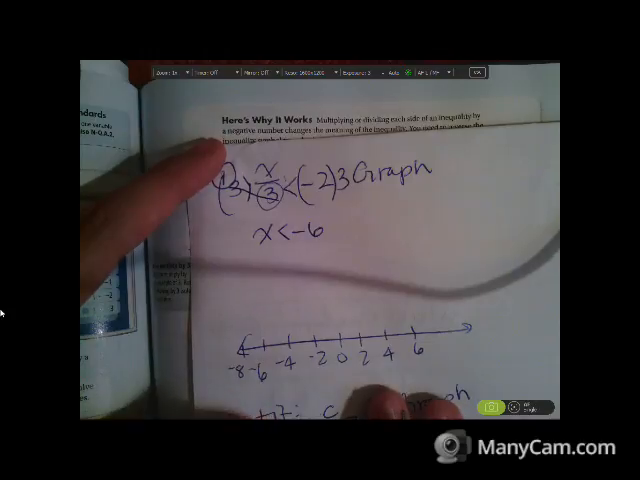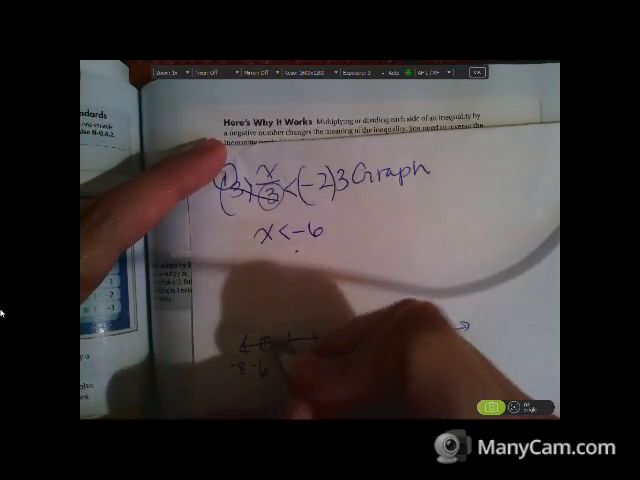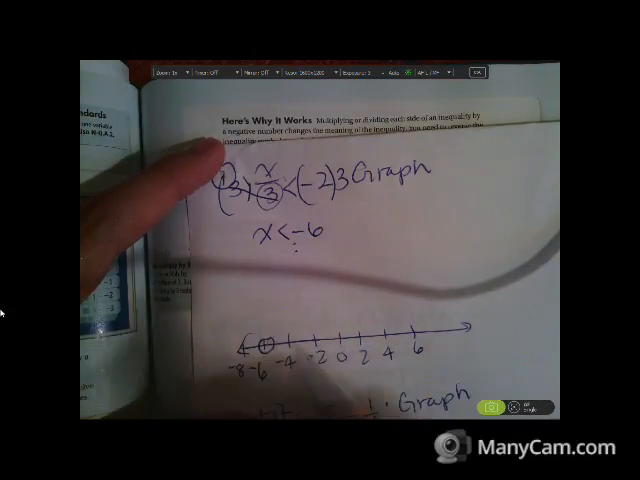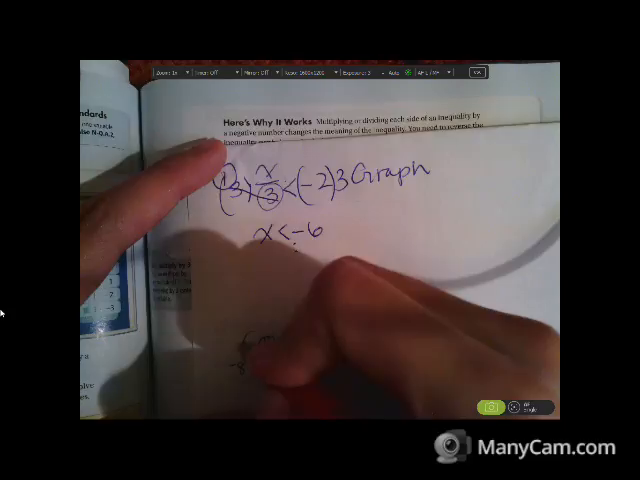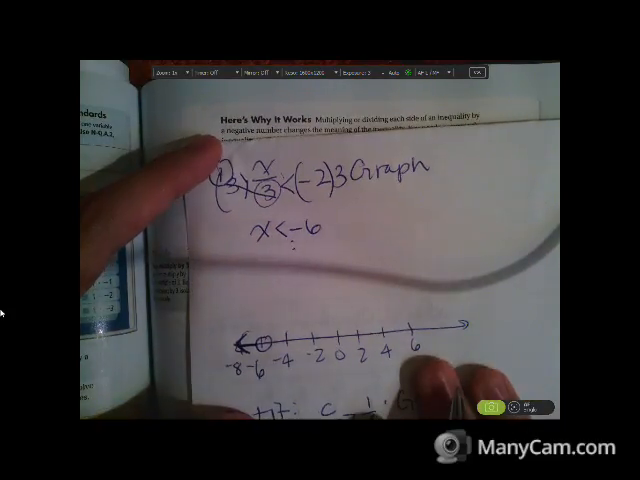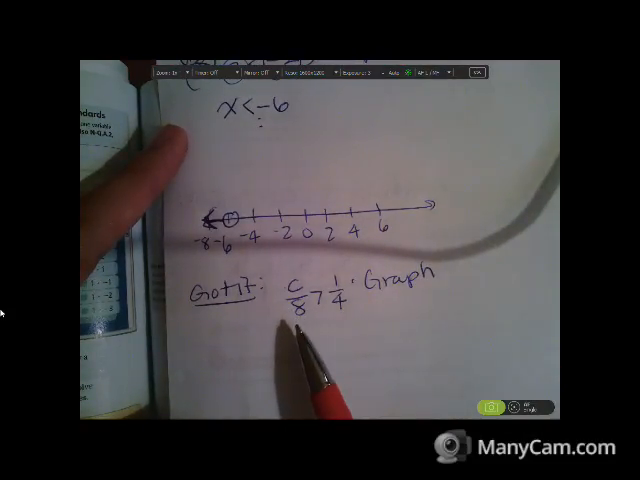So now I'm going to graph it. Since this is strictly less than, it's an open hole. And if x is less than negative 6, be careful. That means it's going to be more negative, so it's going to be to the left. So this is going to be our graph solution. So let me try to got it. I want you to solve for c, where c divided by 8 is greater than 1/4, and graph the solution.